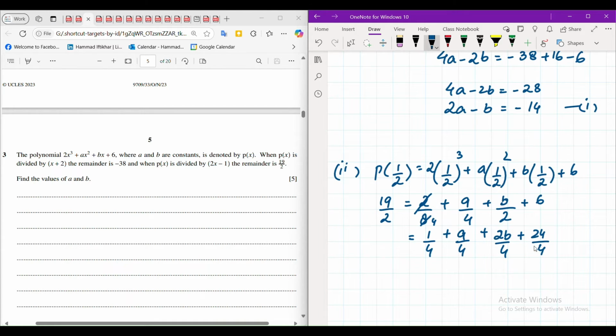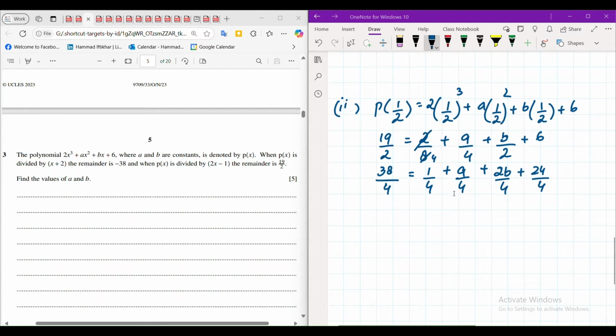Since we can make all the denominators the same on both sides, we could also make this 4. So 19 times 2, 38. So the 4 on both sides cancels because it's the same thing on both sides. So we are left with 38 is equal to 1 plus a plus 2b plus 24. So a plus 2b.